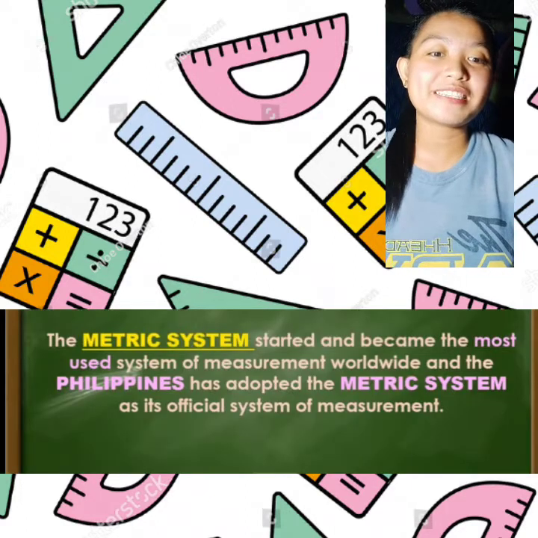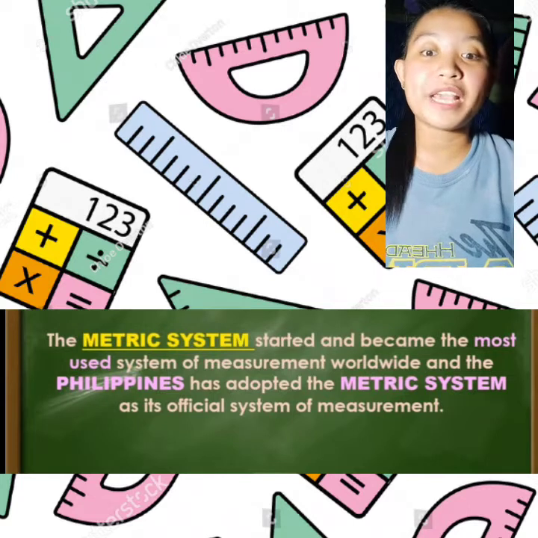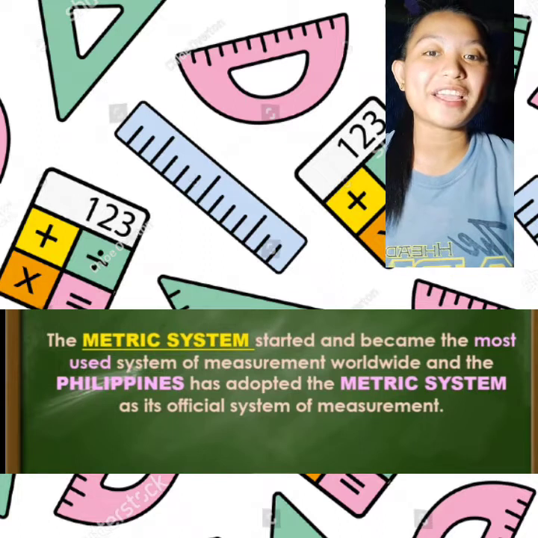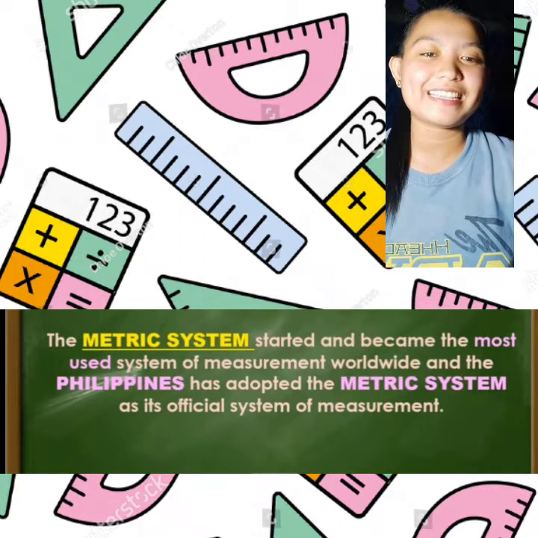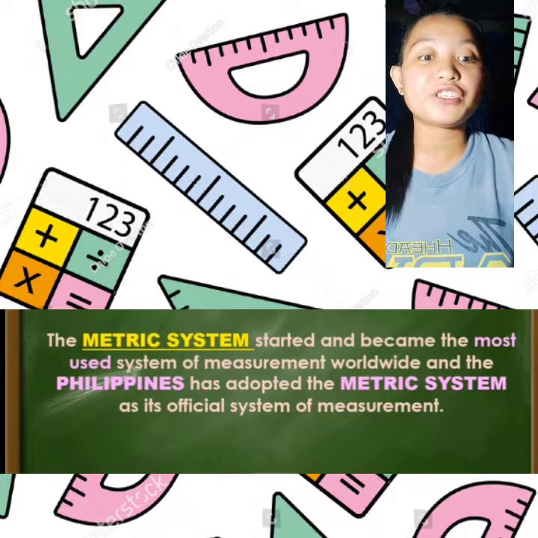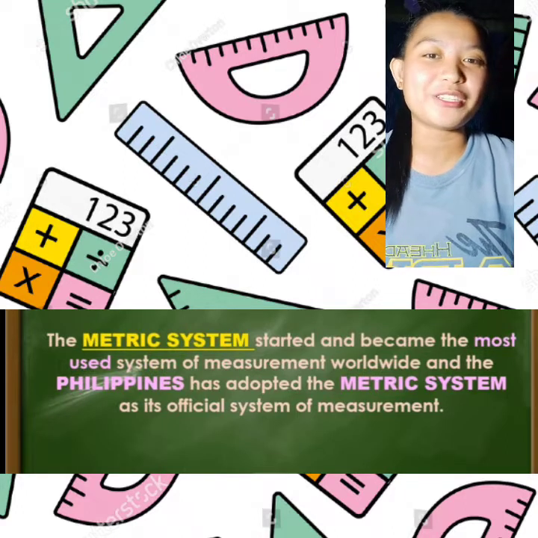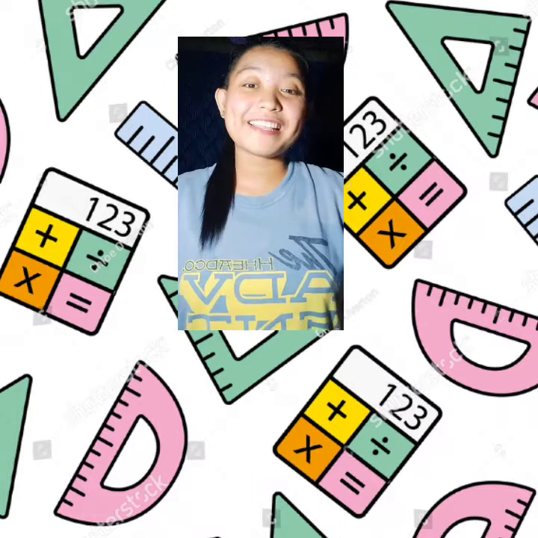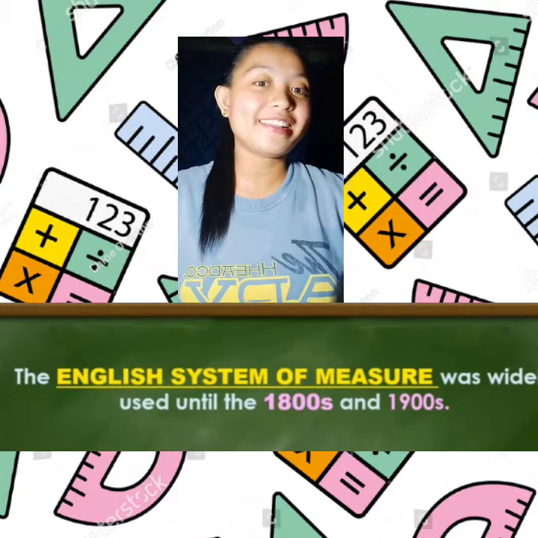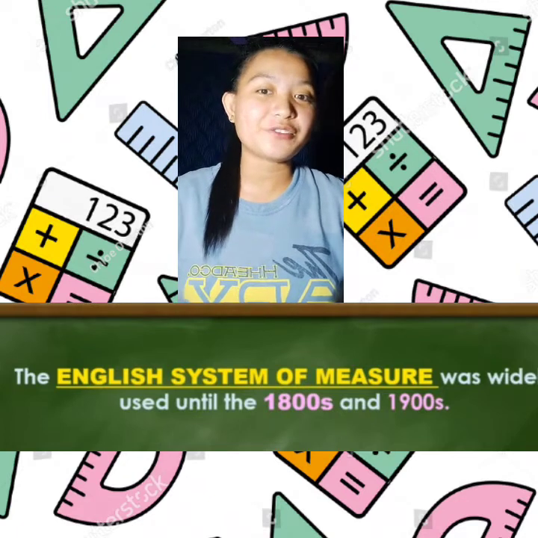So, first, what is the metric system? The metric system started and became the most used system of measurement worldwide, and the Philippines has adopted the metric system as its official system of measurement, while the English system was widely used until the 1800s and 1900s.